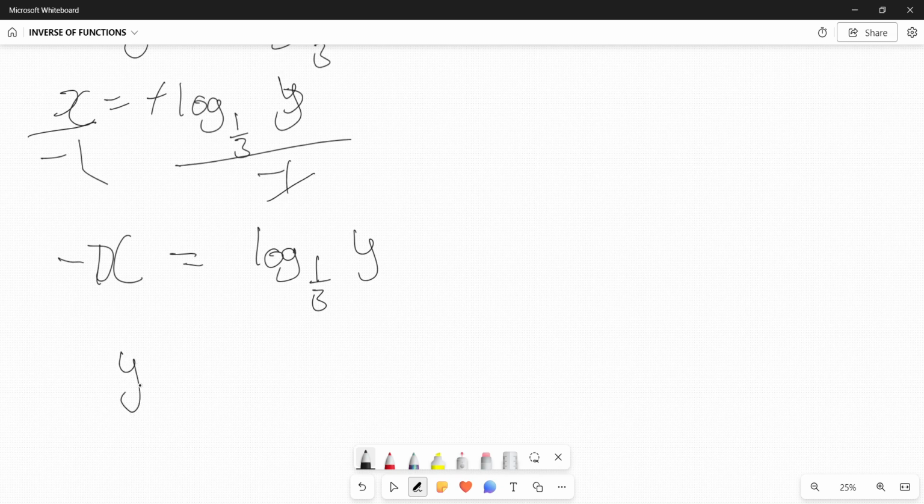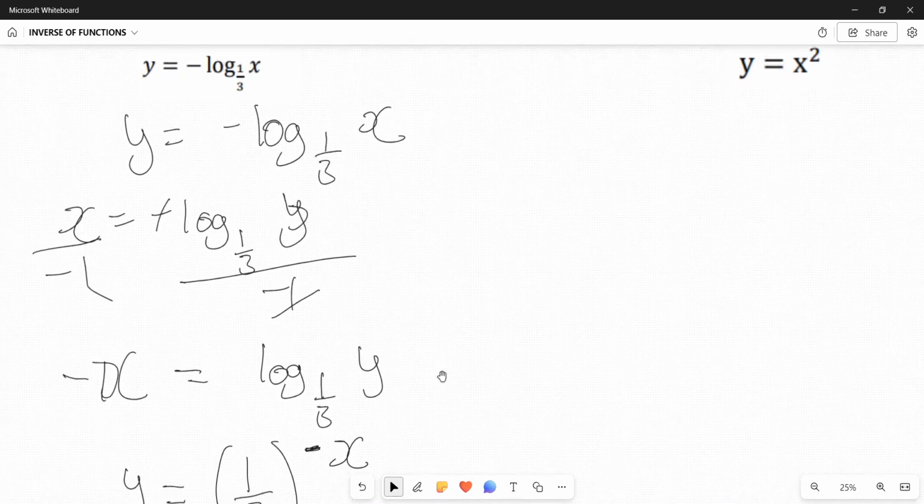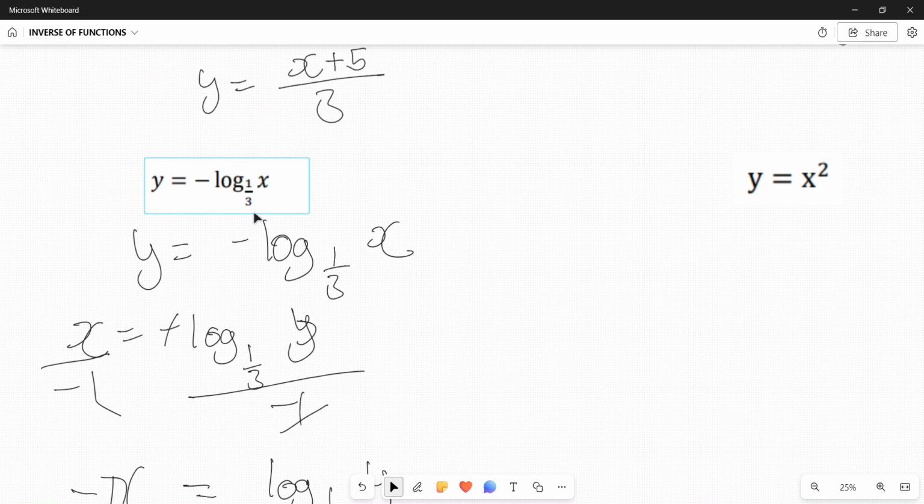So now it means y will be equal to, what is our base? Our base is 1 over 3. So now it will be our base to the power of everything that is on our left hand side, which is negative x. So now it will be 1 over 3 to the power of negative x. So now it means y equals 1 over 3 to the power of negative x is the inverse function of our function y equals negative log base 1 over 3 of x.